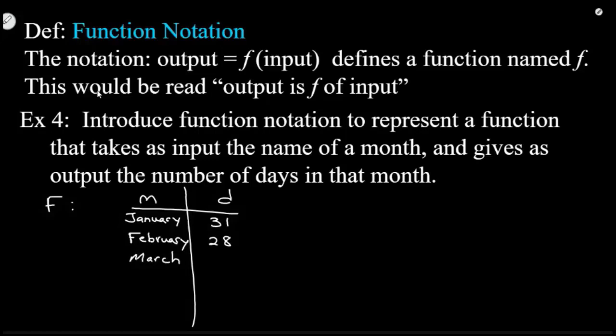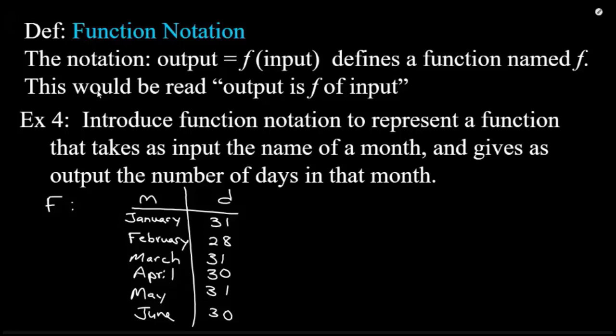If March is the input, what is our output going to be? How many days in March? 31. April, and we can use our little knuckle method or whatever, but that has 30 days. May has 31 days. June has 30 days. And so we could keep going, we could finish the whole table, right? And we are using a table to represent a function. Now we know it's a function because of this.